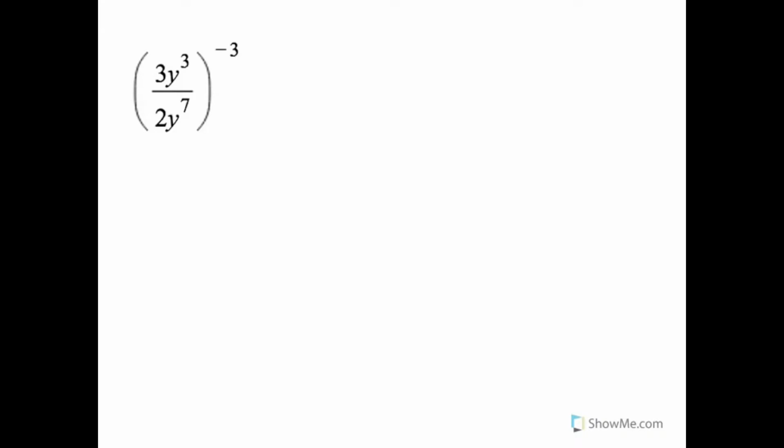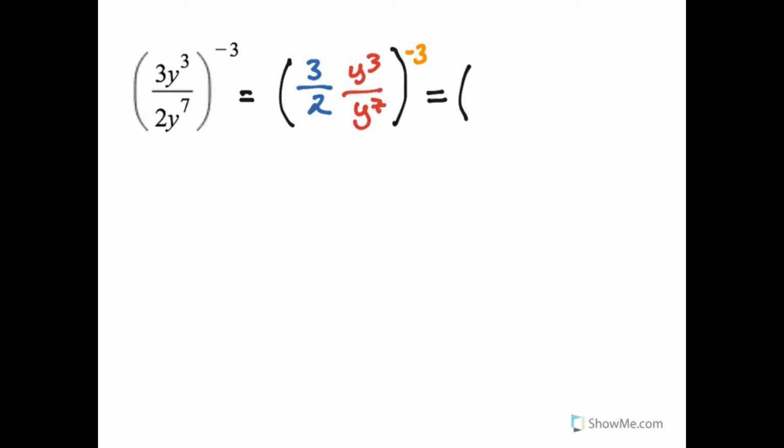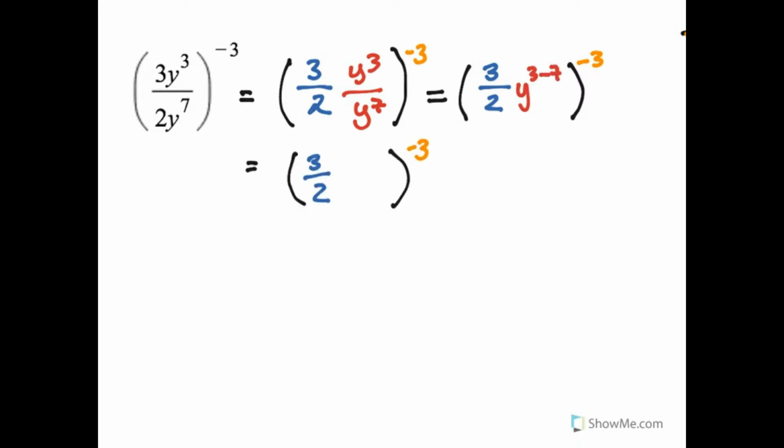Let's simplify 3y to the 3rd over 2y to the 7th, all to the negative 3rd power. I'm going to start by simplifying inside the parentheses. I'm going to separate out the numbers from the variables so that I can simplify the variable expression. y to the 3rd over y to the 7th is y to the 3 minus 7 power. 3 minus 7 is negative 4, so we have y to the negative 4 power.